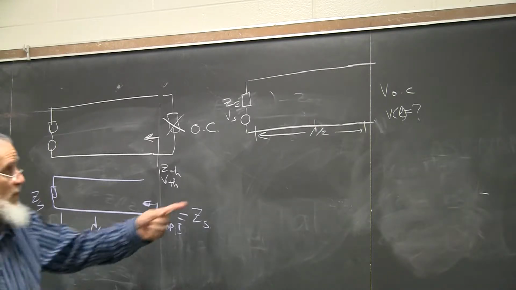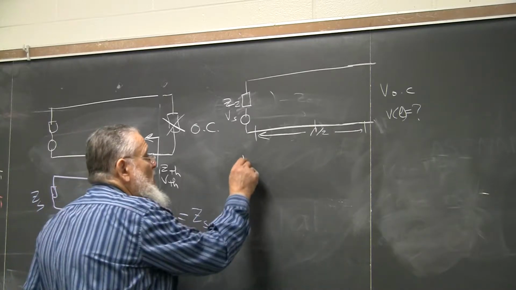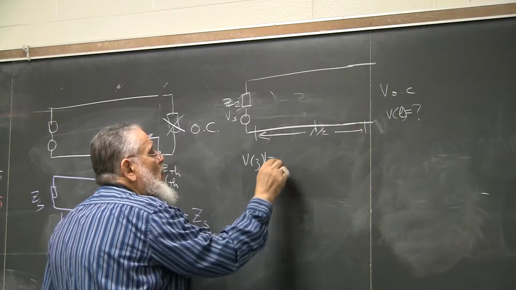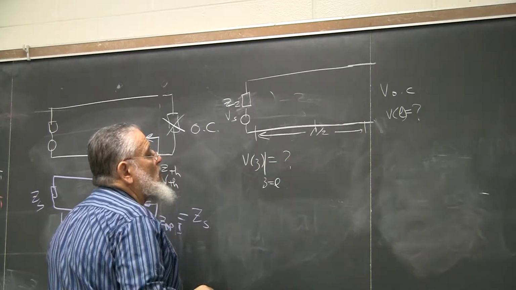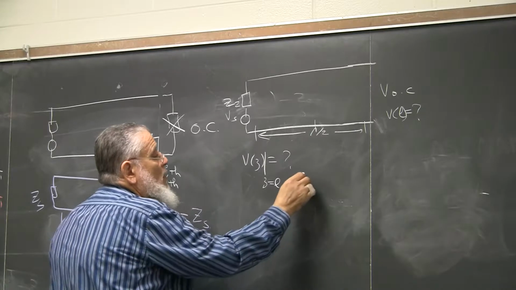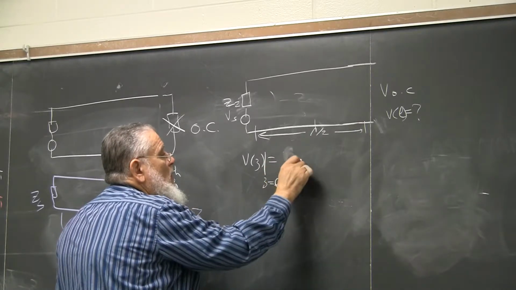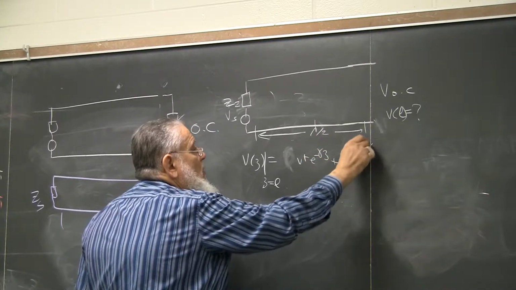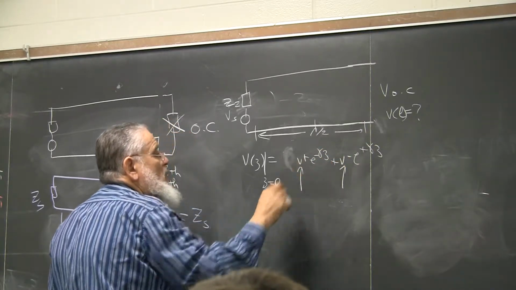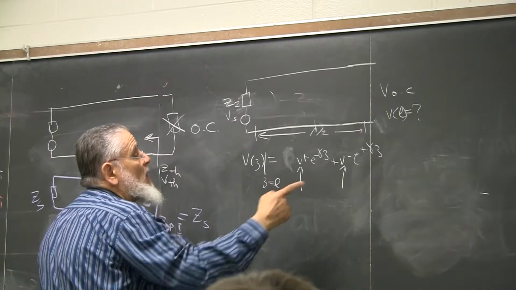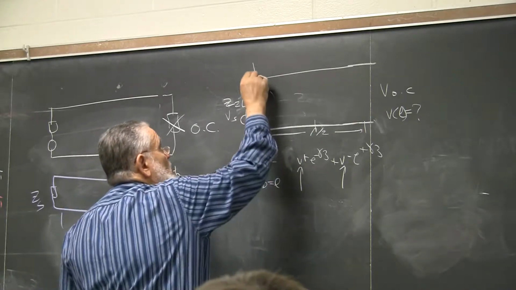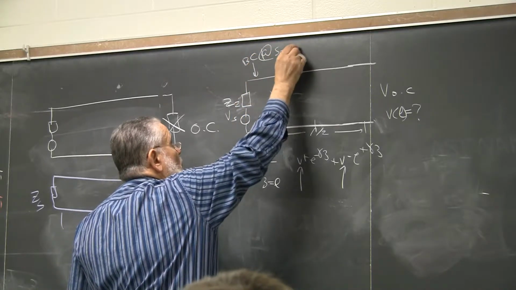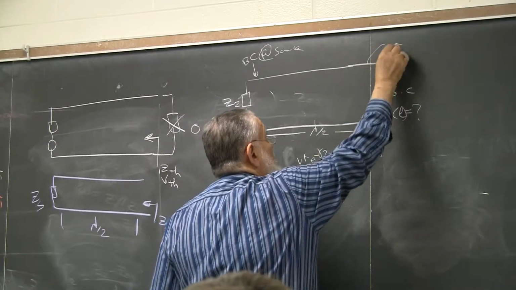So you have a problem here, you want to find V of L, that means you have to solve V of z, and solve at z is equal to L. So I need to get the expression. To get V of z, there are two ways to do it. Either V plus e to the minus gamma z, plus V minus e to the plus gamma z, and solve for V plus and V minus. That means I need two boundary conditions: a boundary condition at the source, and a boundary condition at the load end.